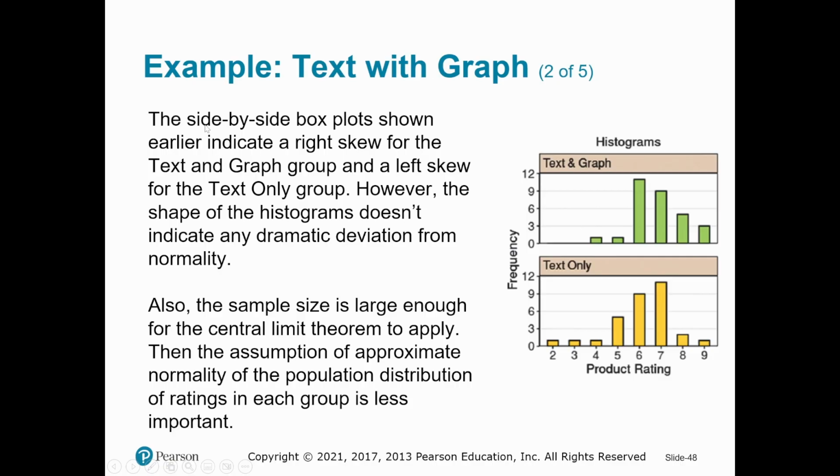So the side-by-side box plots shown earlier indicate a right skew for the text and graph, which is also evident in this little visualization, and a left skew for the text-only group, which is clear in this visualization. However, the shape of the histograms doesn't indicate any dramatic deviation from normality.